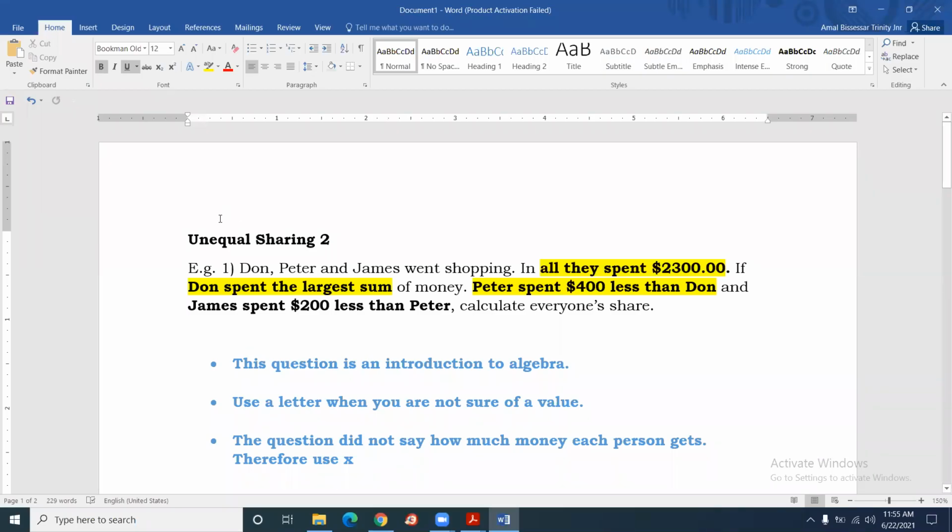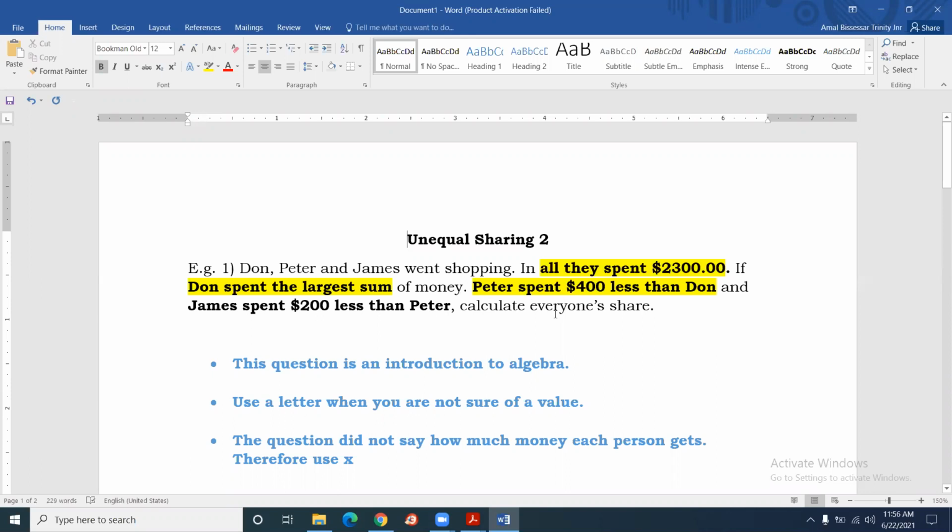Okay, so this unequal sharing question is just a little bit different than what you're accustomed to seeing in your normal unequal sharing. It says Don, Peter, and James went shopping. In all, they spent $2,300. If Don spent the largest sum of money and Peter spent $400 less than Don, and James is the one that is spending $200 less than Peter, and I have a different question than the booklet.